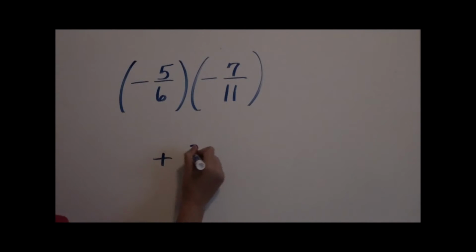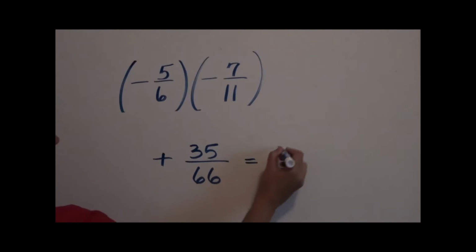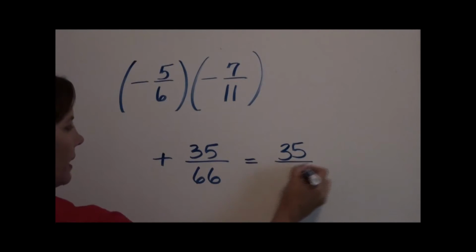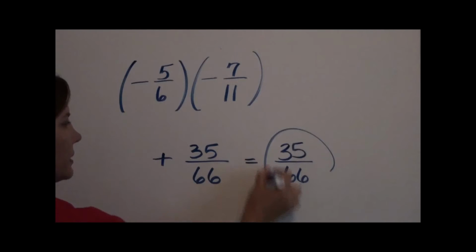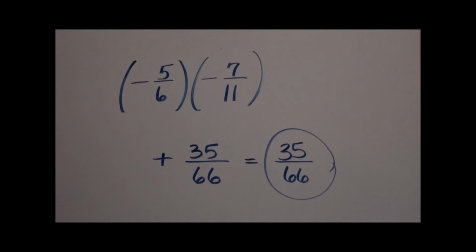5 times 7 is 35. 6 times 11 is 66. I think about, do 35 and 66 have any common factors? And the answer is no, they don't. 66 I can write as 6 times 11. 35 is 5 times 7, but there's nothing in common there. So my answer is 35 over 66. And again, that's positive because a negative times a negative is a positive.